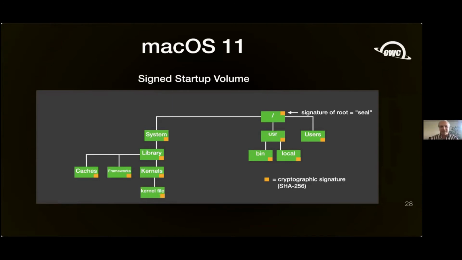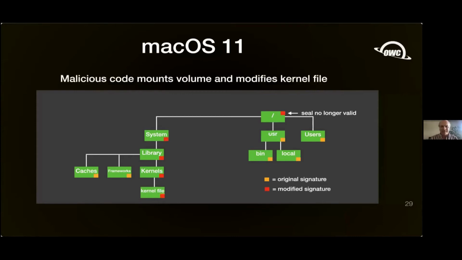You can see then that if I open a file and modify it, the signature will get rewritten, and that change will propagate all the way up to the root signature. And they call the root signature a seal. So if I mount the volume, say I'm booted from a different volume, and I write something malicious to the kernel file, it will propagate that change all the way up the system to the seal, and the seal will no longer be what Apple expects.